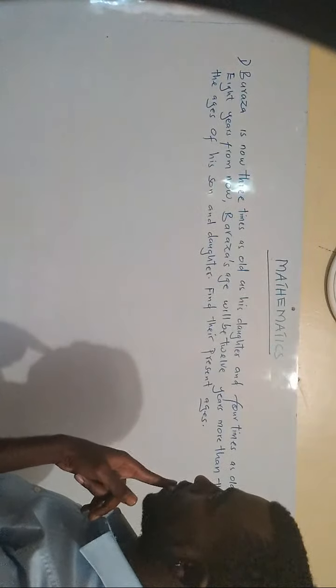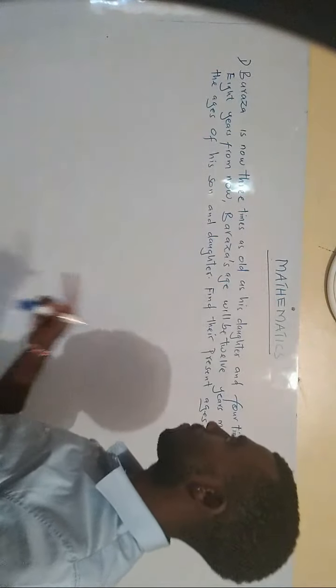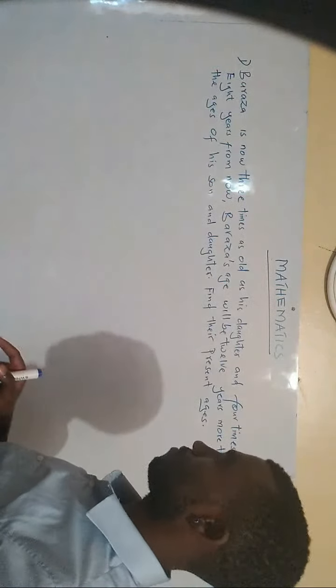So we need to form an equation here to represent the ages of the 3 individuals. Baraza is now 3 times as old as his daughter. Look at this. We have Baraza, we have the daughter, and we have the son. Right? So let's form an equation. Baraza is now 3 times as old as his daughter.